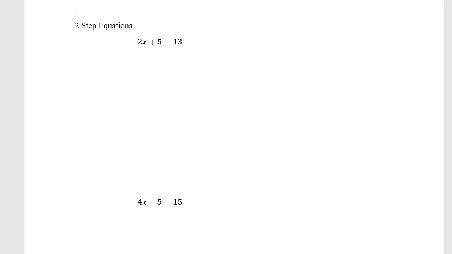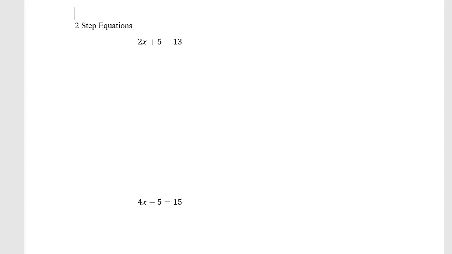Alright, now time for two-step equations, which in your homework book will be set 3. When we do these, it's the same as the name implies, there's now another step to be added. So we're going to look at this first one, which is 2x plus 5 equals 13.